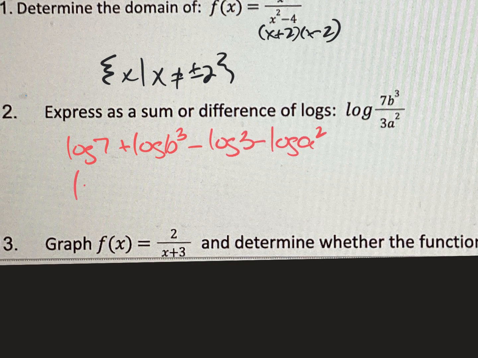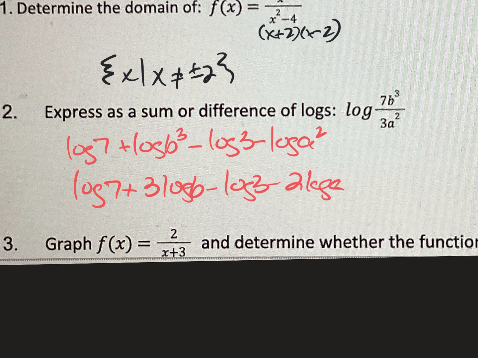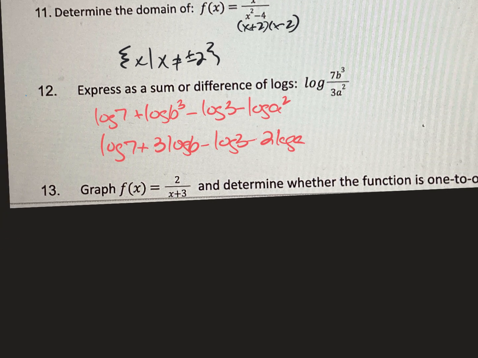And then one more thing, don't forget the exponents go in the front. So this second term, I'm going to put 3 log b. And the last term, I'm going to put 2 log a. Then you have it.